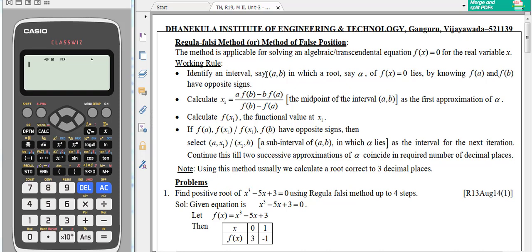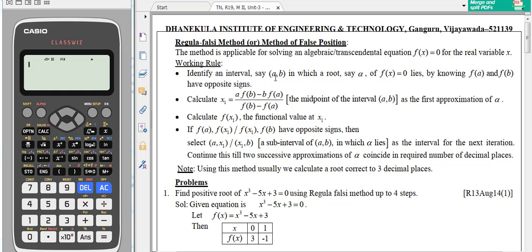In the first step we identify an interval (a, b) in which a root of the equation f(x) = 0 lies, by knowing f(a) and f(b) have opposite signs. As f(x) is an algebraic or transcendental function, it will be a continuous function, and with the help of the intermediate value theorem, by knowing f(a) and f(b) have opposite signs, we can say that a root of the equation f(x) = 0 lies in the interval (a, b). Let that root be alpha.